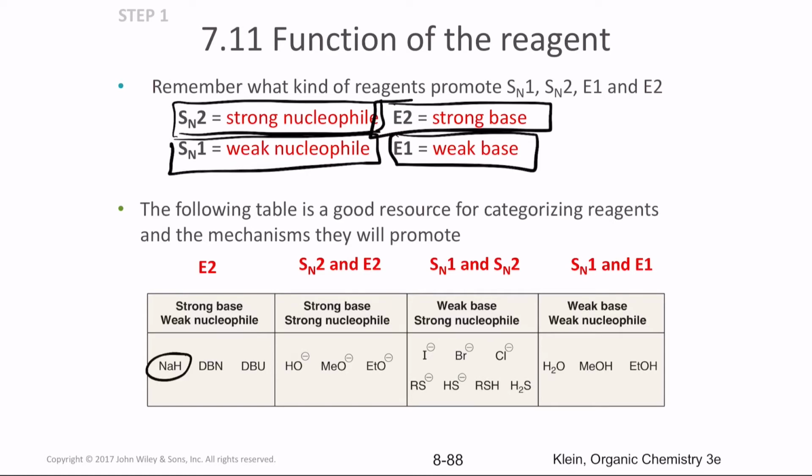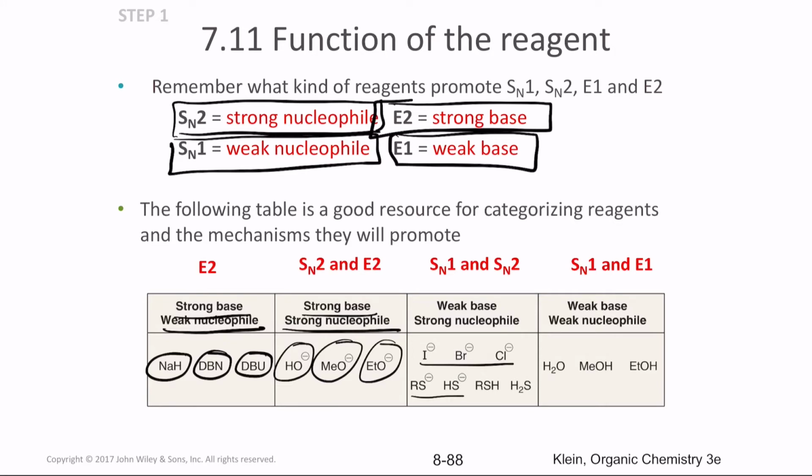Sodium hydride, diisobutylaluminum hydride and DBU are strong bases, but they are weak nucleophiles. OH minus, MeO minus and OEt minus are strong bases and strong nucleophiles. All the halides and all sulfides are generally very weak bases, but they are really strong nucleophiles. And H2O, methyl alcohol and ethyl alcohol are weak bases and weak nucleophiles.